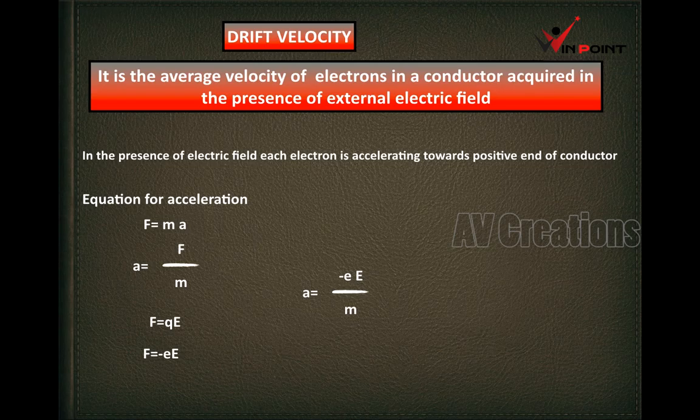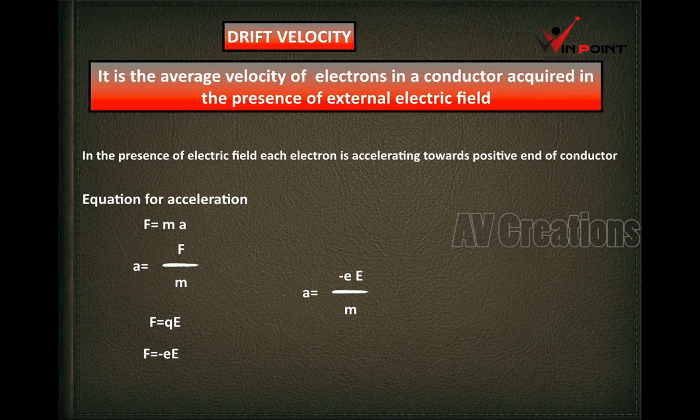Drift velocity is the average velocity of an electron in a conductor acquired in the presence of an external electric field. The velocity is not going to increase continuously. It will increase then decrease. The average velocity is known as drift velocity.